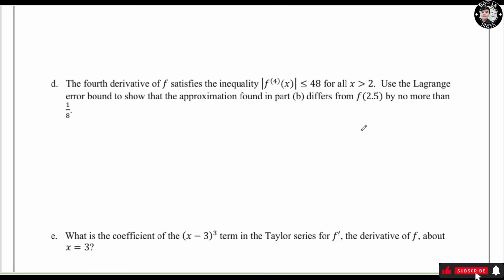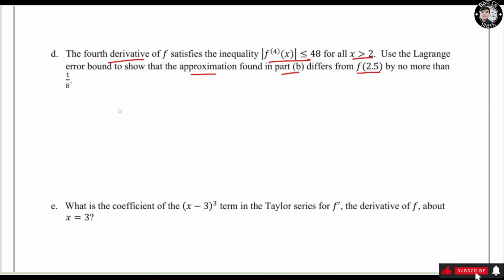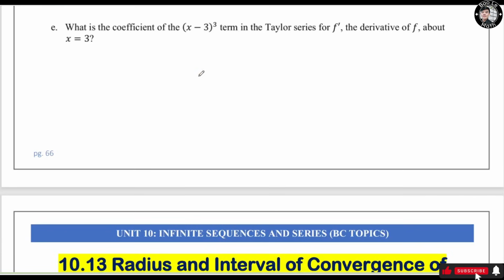Now question D. The fourth derivative of f satisfies this inequality for s greater than 2. Use the Lagrange Error Bound to show that the approximation found in part B differs from f of 2.5 by no more than 1 over 8. Now this question is similar to question 10b. I'm going to leave this one for you to practice. Now let's move on to question E.